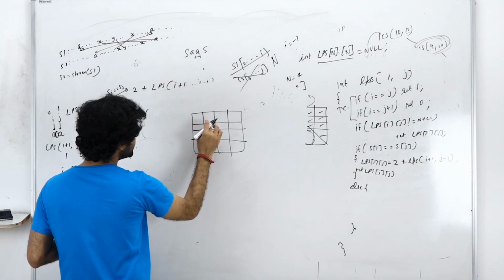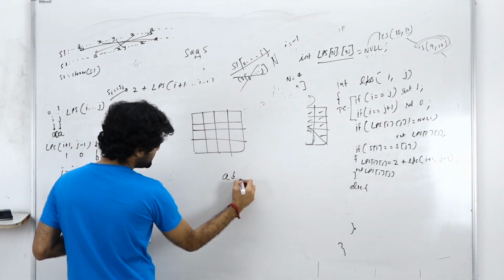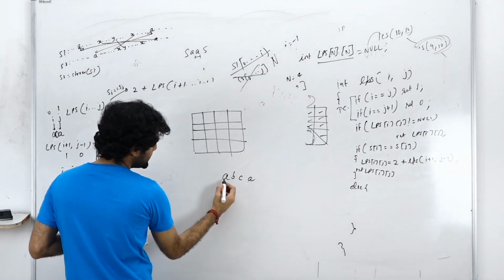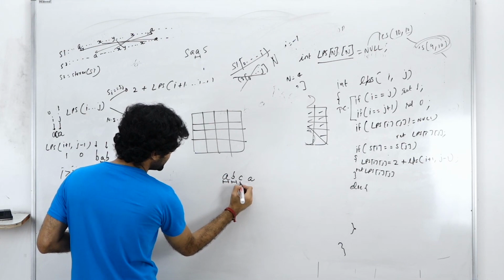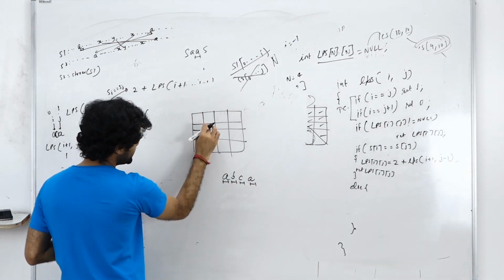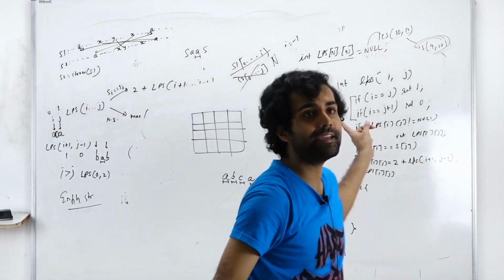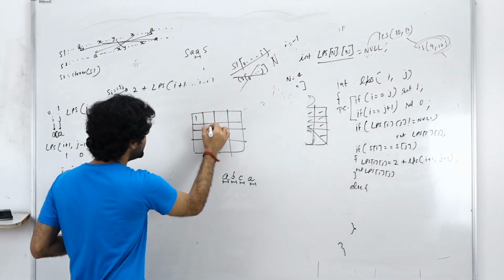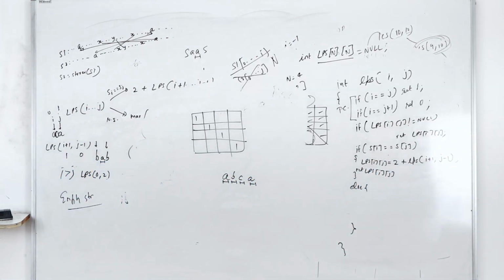This is 0,0, this is 1,1, this is 2,2, this is 3,3. If I have something like A, B, C, A, then 0,0 means this substring, 1,1 means this substring, 2,2 means this one. So this cell means this substring. Are you getting my point? Yes or no? So can I initialize every diagonal element to 1, 1, 1, 1? I can initialize, right?